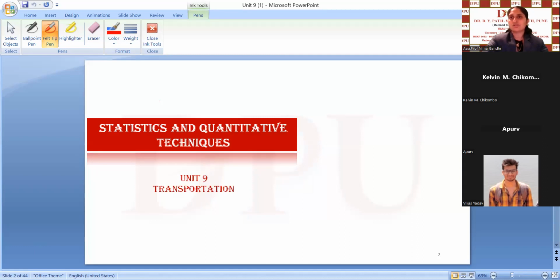In the previous session we learned about linear programming and how to solve linear programming problems with two variables. That technique is an optimization technique, where we were finding the optimum solution in LPP. You are interested in knowing the minimum cost or maximum profit.